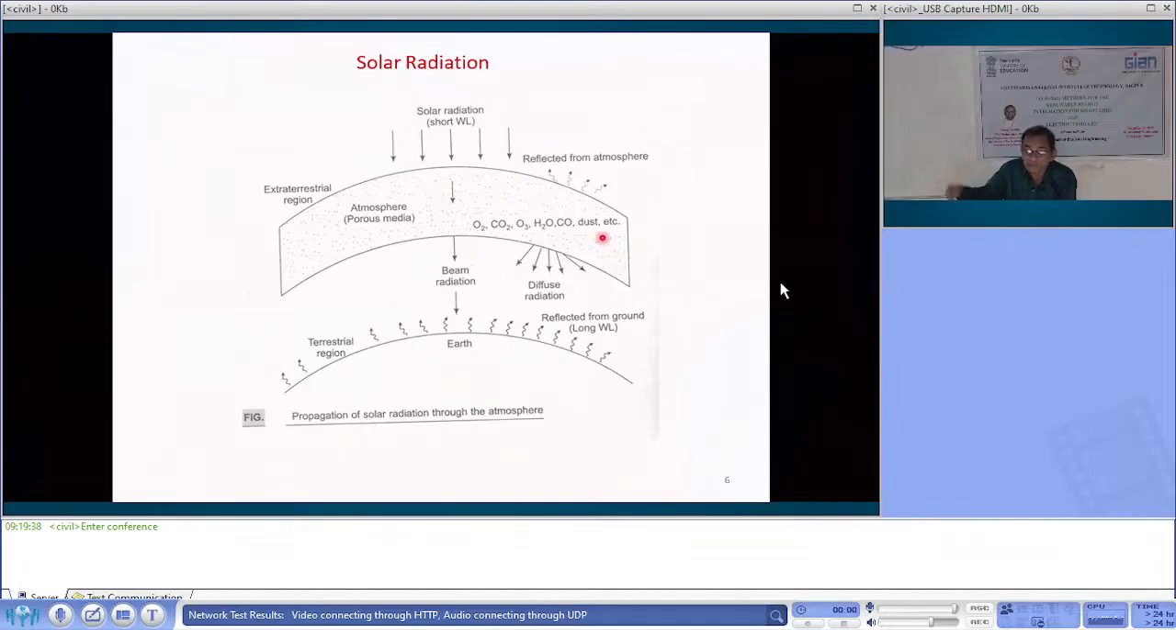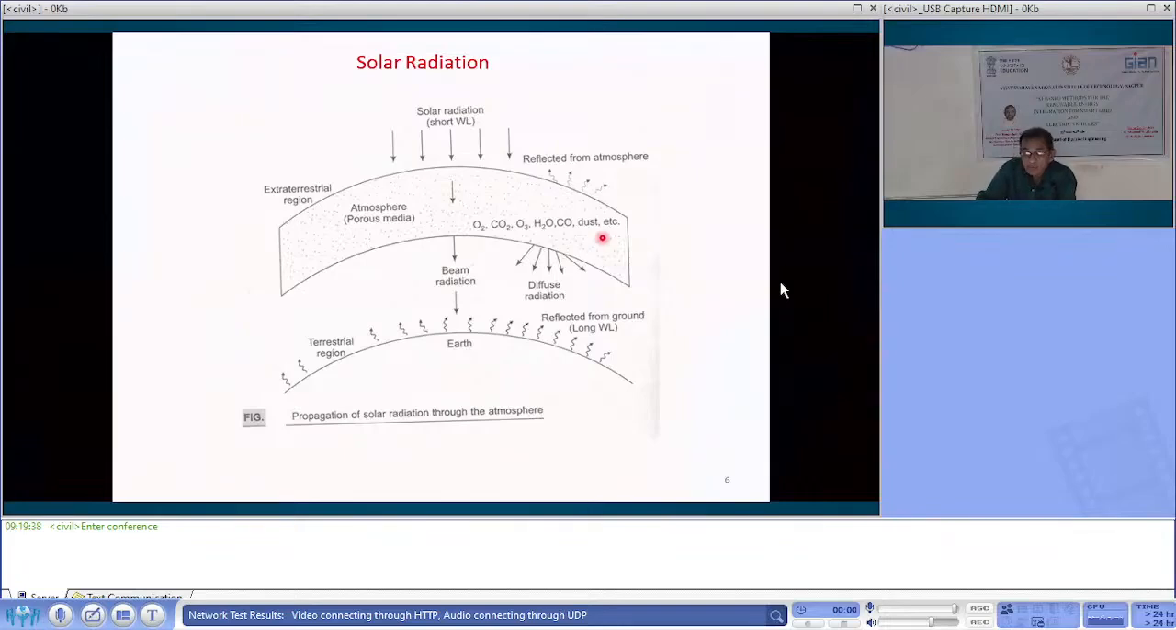Some of it is diffuse. Diffuse means it does not come like direct radiation. That will be around 15% or so. We are more interested in the beam radiation, and how we can use this, because it is freely available.